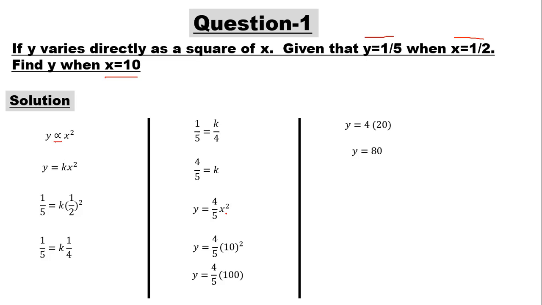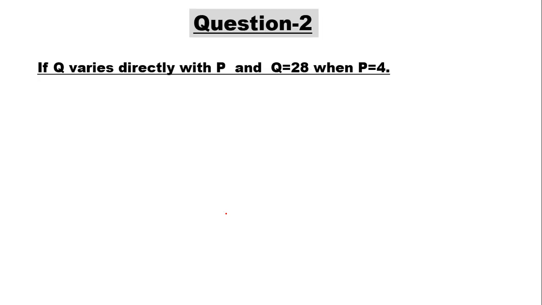Students, there are two basic steps. Number one, find the value of k by substituting the given values of x and y, and then find the unknown value of y with the corresponding value of x, which is given, equal to 10. Let us consider one more example. In question number 2, students, if q varies directly with p and q is equal to 28 when p is equal to 8, express q in terms of p.